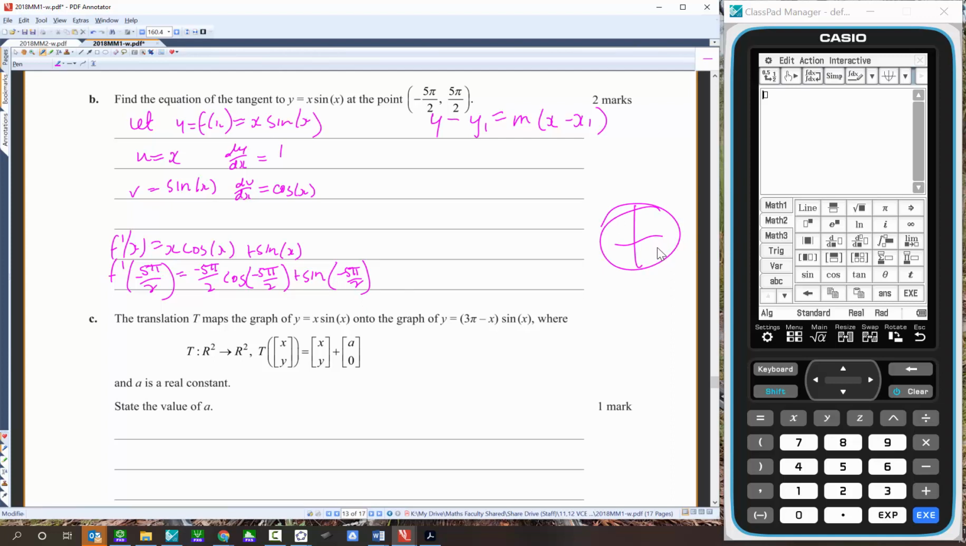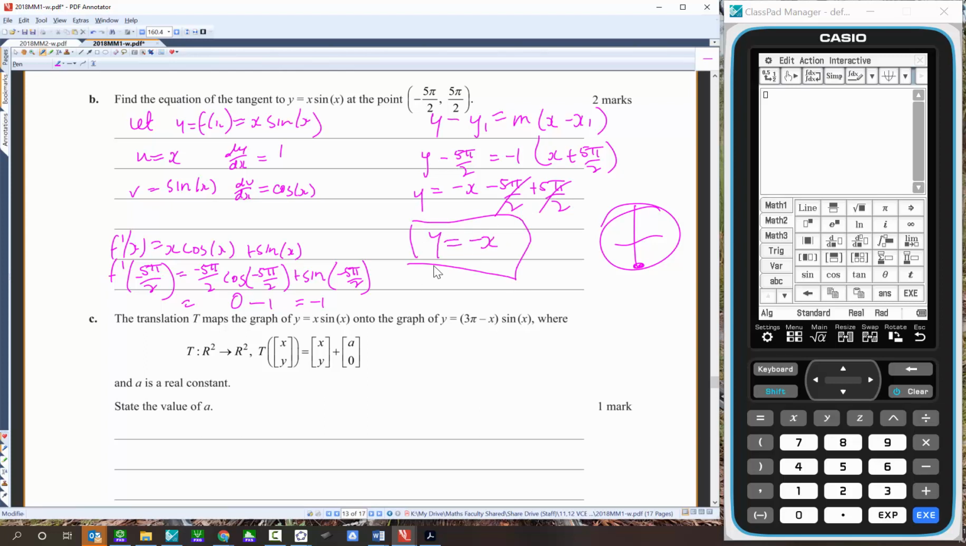Okay, that's negative 4 pi on 2, take away another pi on 2, so we're going here, we're here. So the cosine there is 0, so that chops that one out. The sine there is negative 1, so negative 1 times negative 1 is 1, take away nothing, which gives negative 1. So that's our gradient at the point. So we're going to go y take y1, now that's this, y take 5 pi on 2 equals negative 1, x take x1, which is x plus 5 pi on 2. Y equals negative x take 5 pi on 2 plus this 5 pi on 2, which cancel out.